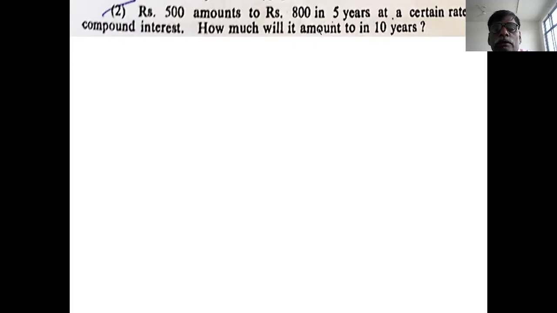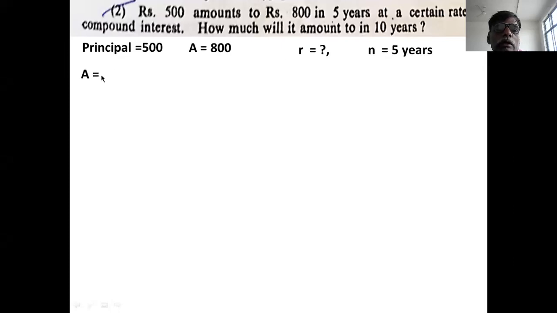Therefore, first step, you calculate the rate of interest. In the second step, you calculate the amount at the end of 10 years, taking the principal, rate and interest. I dictated this problem in the previous class. So principal is 500, amount is 800, R is question mark, N is 5 years. This is the first step. In this first step, you calculate the value of R.